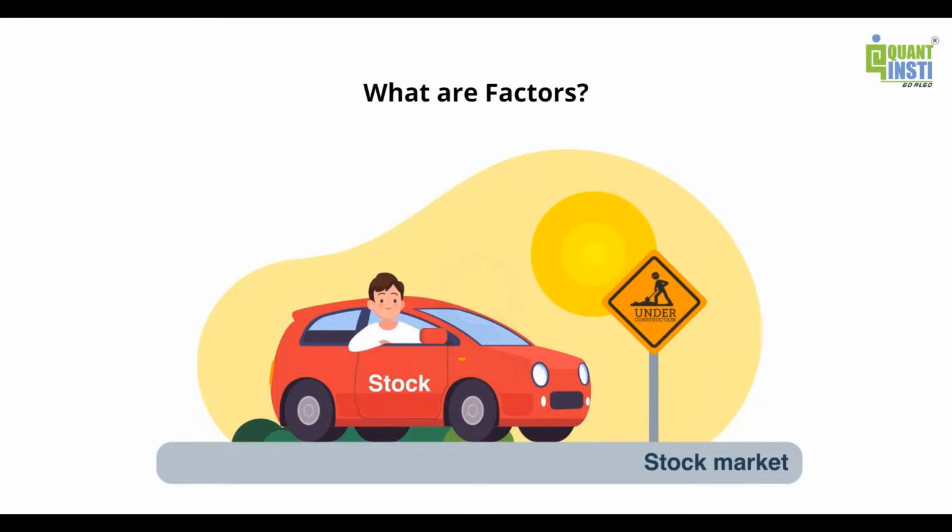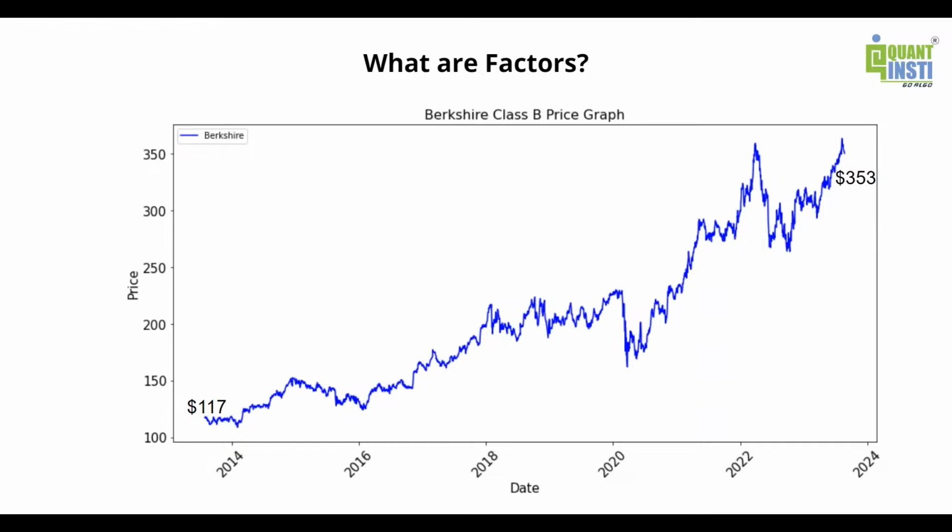Now, you will obviously ask, does factor investing really work? Right. So we have the stock price graph of Berkshire Hathaway Class B shares, which is managed by the legendary investors Warren Buffett and Charlie Munger. These have been known as factor-based investors. And if you see the price graph, you can see that it went all the way from $117 in 2013 to $253 in 2023. So that's a three times increase in 10 years. So we believe that factor investing, if done in the right manner, can actually give you decent returns.